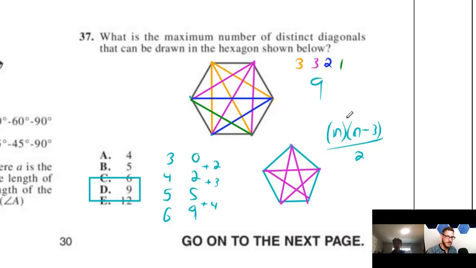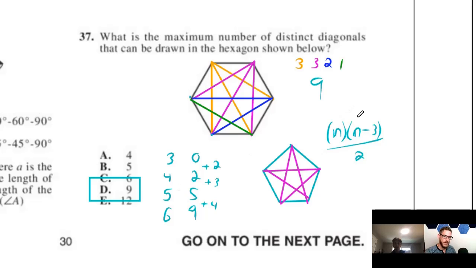So notice this is a quadratic formula, right? Because it's n times n. So there's an n squared, which matches what we'd expect based on the way this pattern is. But let's plug it in. If you plug in 3, it'd be 3 times 3 minus 3, so that's 0 over 2, so that's 0. Plug in 4, you get 4 times 4 minus 3, so that's 4 times 1, that's 4 over 2, that's 2.